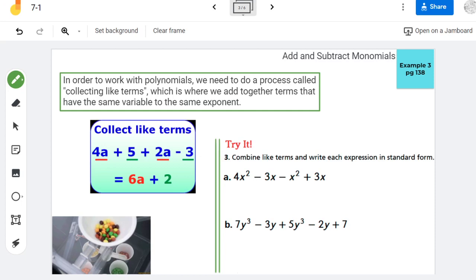In today's video, I'm covering example 3 from section 7-1 in the SavvasRealize Algebra 1 textbook. The goal of today's video is to add and subtract monomials.